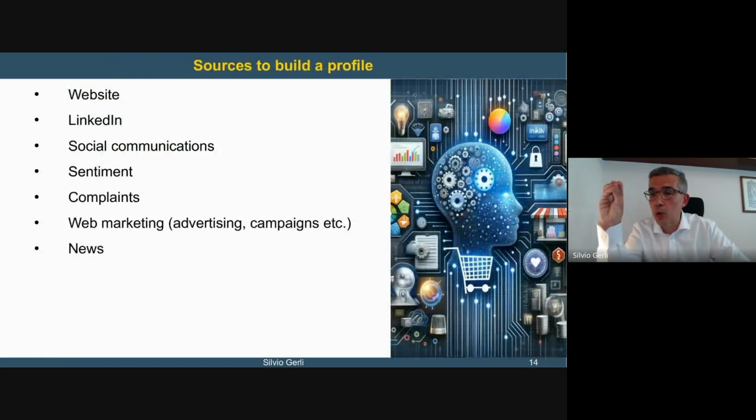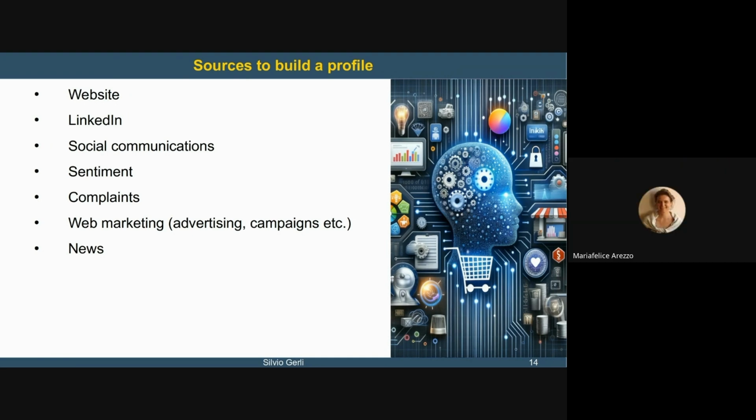What could be the sources of these very rich profiles? For instance, the website: how many times it is updated, as I said, the growth, the focus at the moment, the technology used, the performance of the web server, whatever. LinkedIn: what the employees say, how many times they post, what they speak about, communication, sentiment, compliance, web marketing, news, everything.